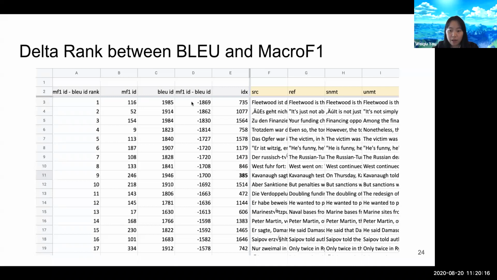So the lower this number is, it means that macro F1 prefers SNMT way more than UMT, while BLEU prefers UMT way more than SNMT. On the other hand, the higher this number is, it means that macro F1 prefers UMT more than SNMT, while BLEU prefers SNMT way more than UMT. So we look at these two extremes and see what metric makes more sense.